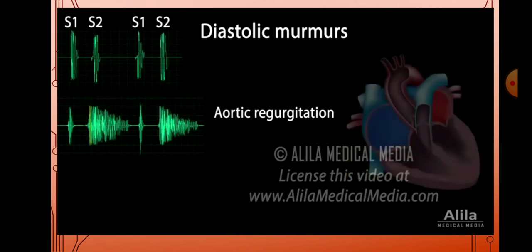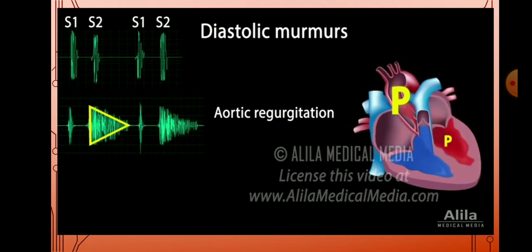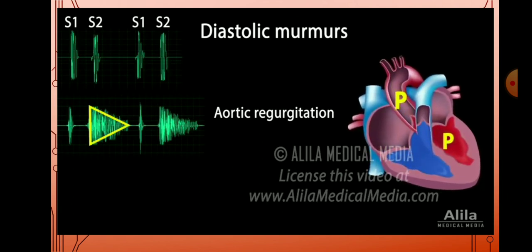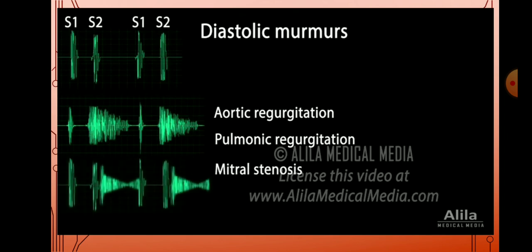It peaks at the beginning of diastole when the pressure difference is highest, then rapidly decreases as the equilibrium is reached. Other common diastolic murmurs are associated with pulmonic regurgitation, mitral stenosis, and tricuspid stenosis.